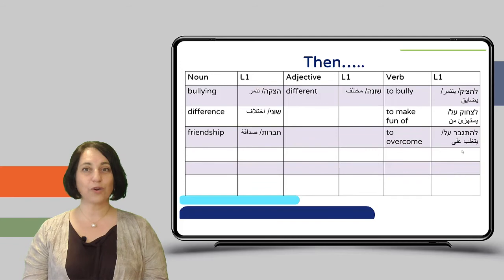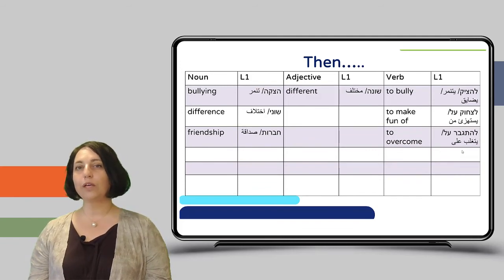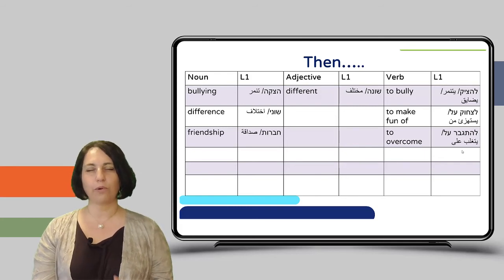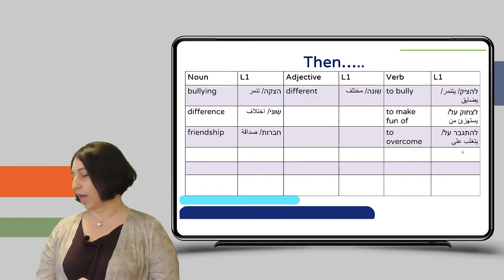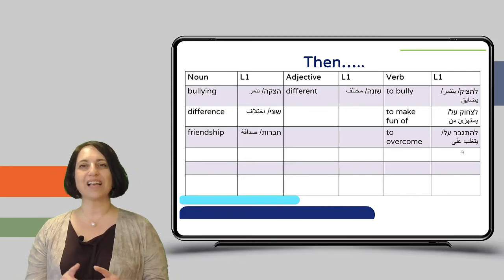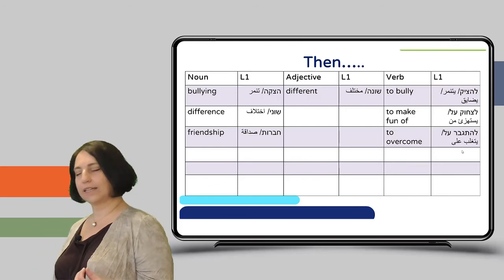Are they the translations that you got? I hope so. If not, maybe you looked up the word as a noun and you found it not as a verb or an adjective. Be careful. As you can see here, the word different and difference has a different meaning. Okay? And we use it in a different way.